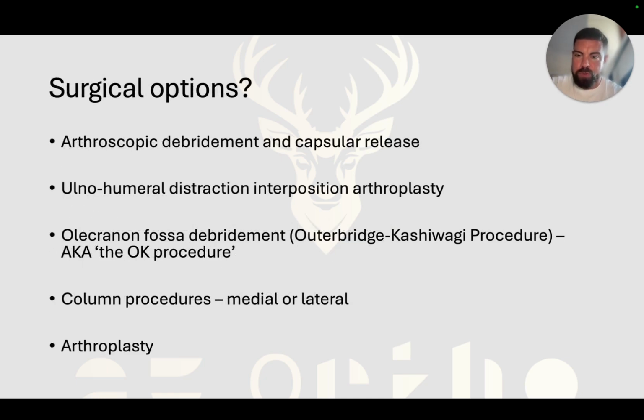So the options that you have, not necessarily in increasing interventions, but ultimately in a kind of progressive way, would be arthroscopic debridement and capsular release, or what's also known as osteocapsular releases as well. The ulnohumeral distraction interposition arthroplasty, again, it's not that favoured because of the outcomes and the intervention of it. Olecranon fossa debridement only, which used to be what they used to do if they didn't want to go through the back or open up the elbow completely, is known as an Outerbridge-Kashiwagi procedure, or also known as the OK procedure.